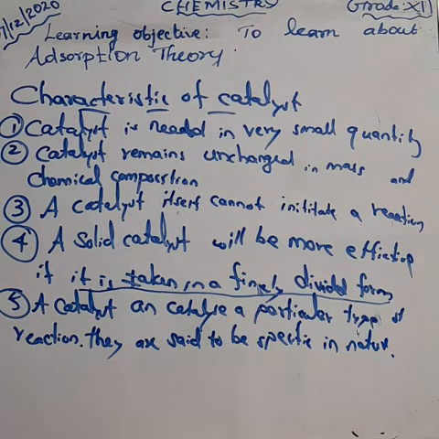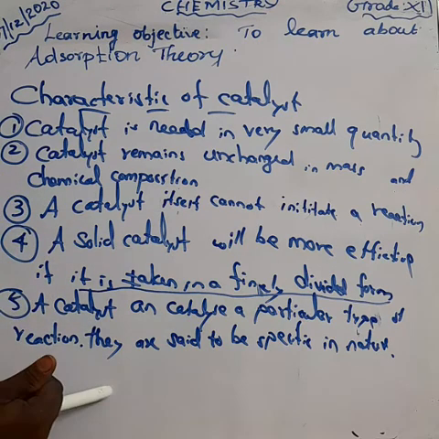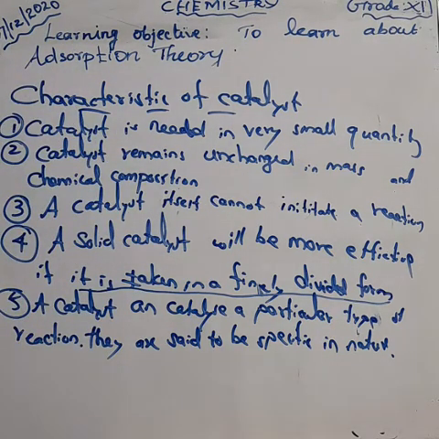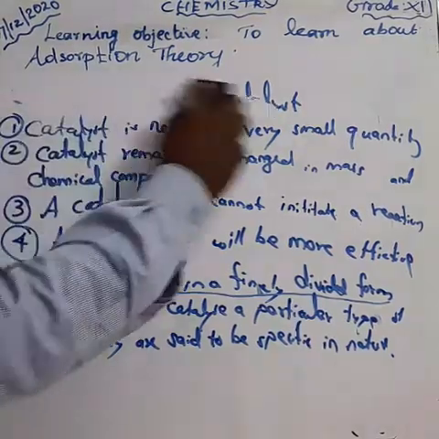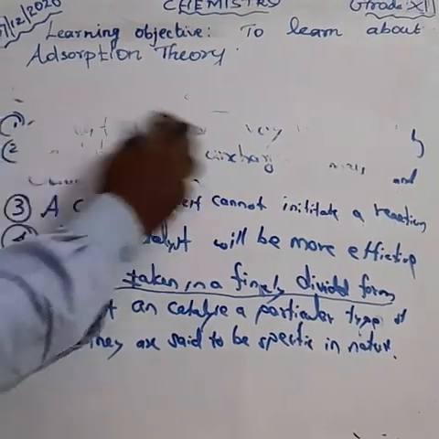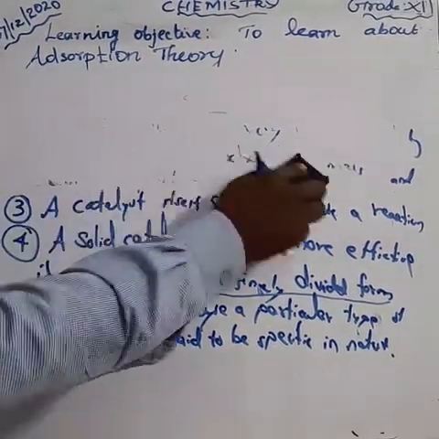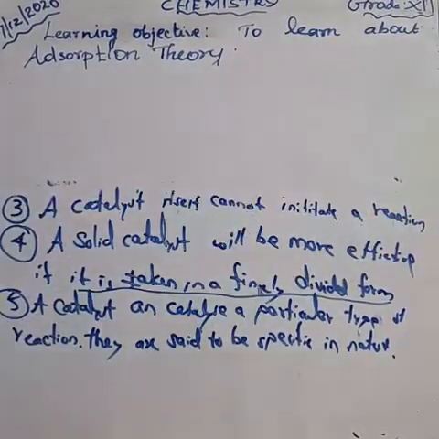A catalyst for a particular type of reaction is said to be specific in nature. That's a catalyst. Next, the sixth point, a very important sixth point. What is the sixth point? Sixth point, okay?